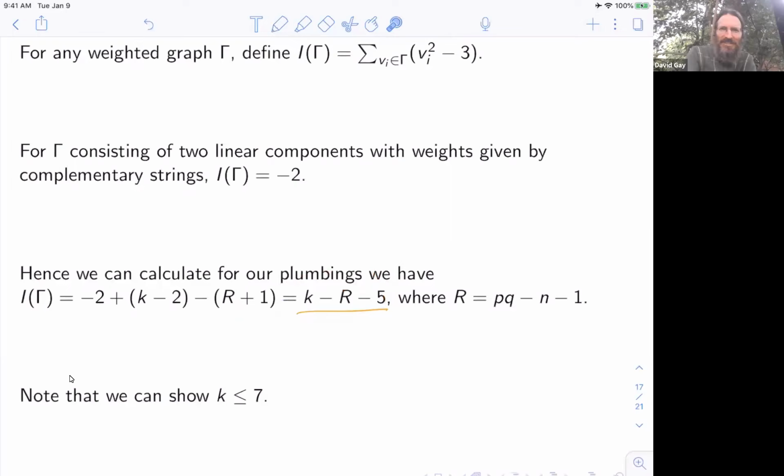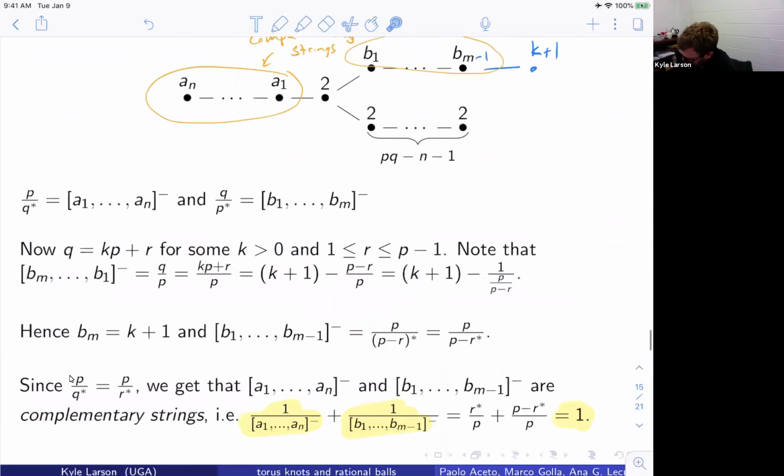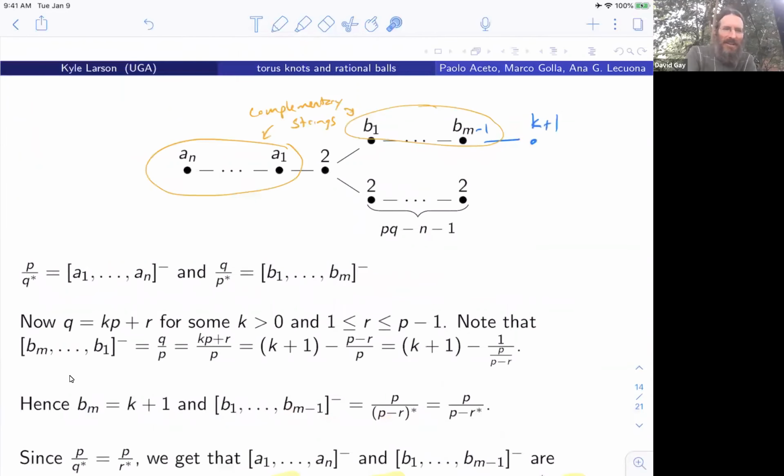Hey, Kyle, I just spaced and lost track of what k is in this formula. Oh, remind me. Yeah, so k is this weight here. We have these two complementary strings and then this one extra vertex with weight k. k is the floor of q over p, but that's not that important. All right.